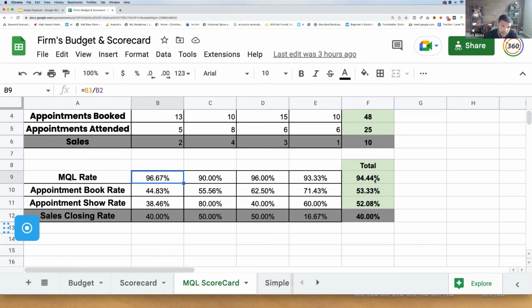Our totals look like this. And don't worry, I'm going to show you the implications of these numbers here in a second, which you're going to be like, wow, we need to look at these numbers. So that means we have a 94% MQL rate in this example. We have a 53% appointment book rate. We have a 52% show rate and a 40% close rate. All right, so those are the numbers. What the heck do they mean now?